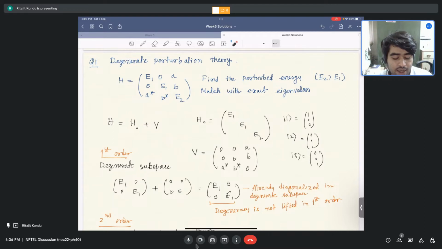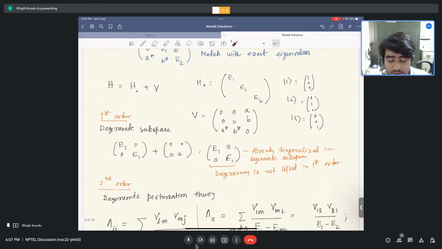So V has small parameters like A and B. These A and B are very, very small compared to E1 minus E2. This V is our perturbation to H0, and you will like to see what happens to the energies of the eigenstates with the addition of V. H0 has energies E1, E2 and E3, and the eigenstates are just 1 0 0, 0 1 0 or 0 0 1, this kind of vectors.